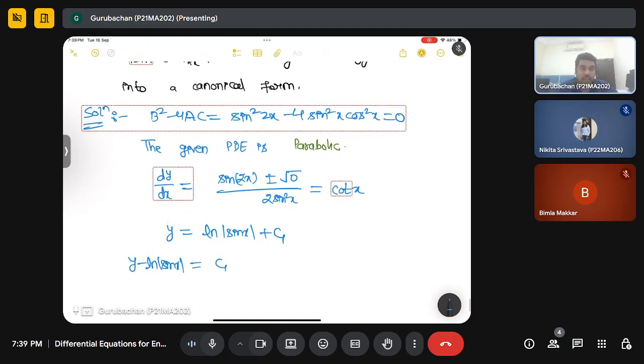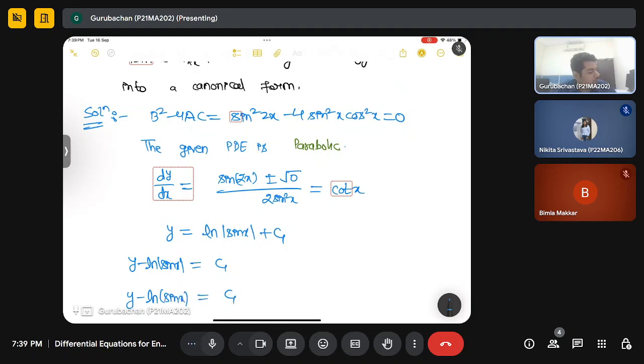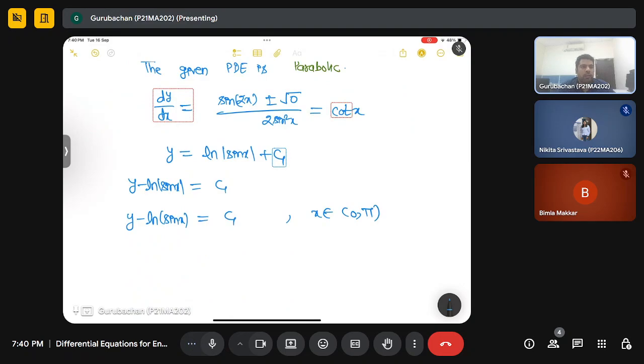So since here mod sin x has to be positive, we will deal with only positive sin x. So we'll assume that x is from 0 to pi. We can do it in general also, where we have to treat this mod sin x that way. But for simplicity, I'm saying 0 to pi, and the solution is varied from 0 to pi. In general, you can also do. So xi will be y minus ln sin x.